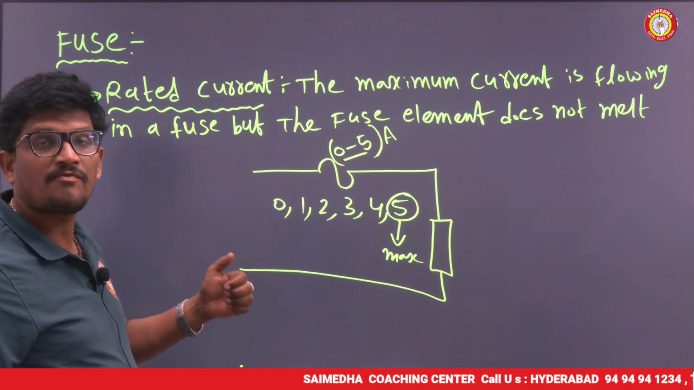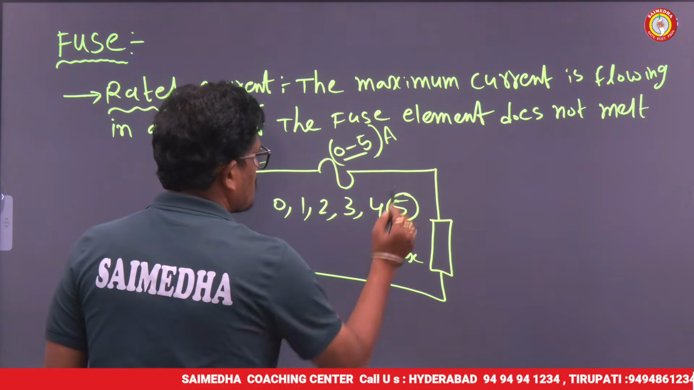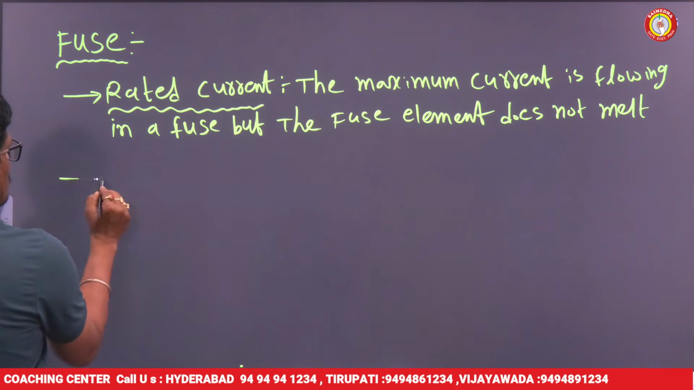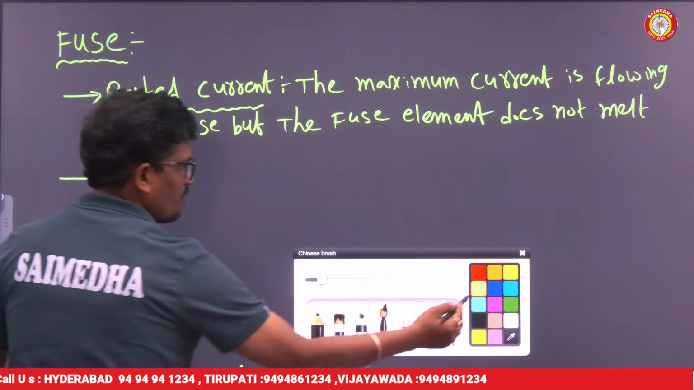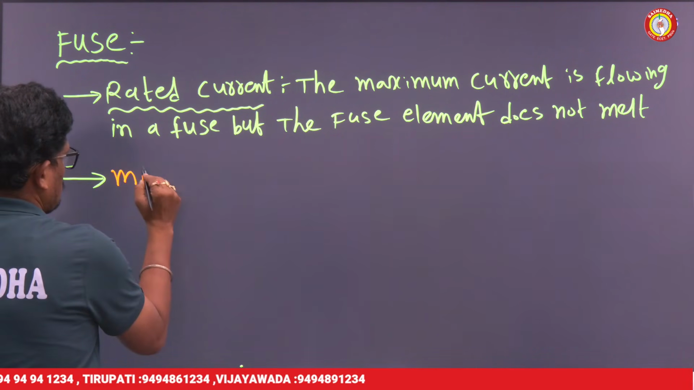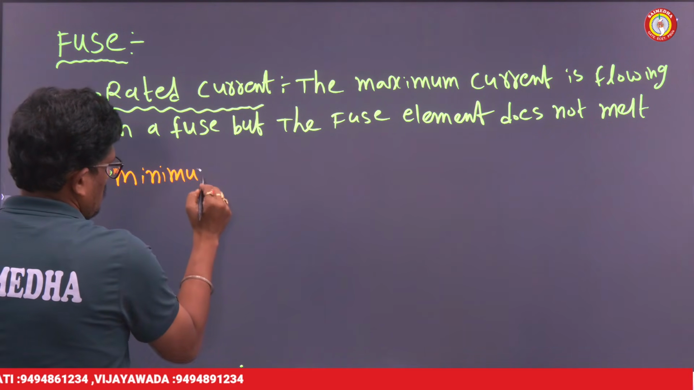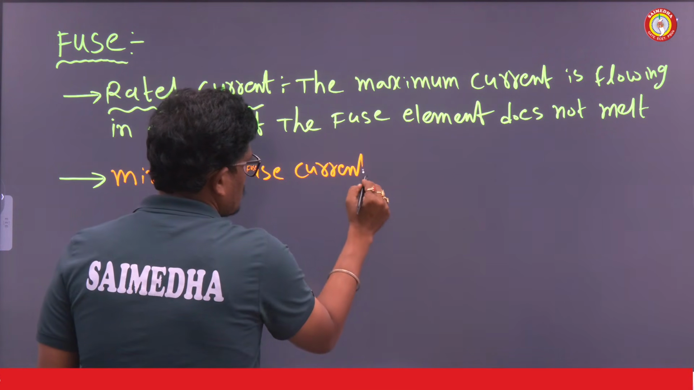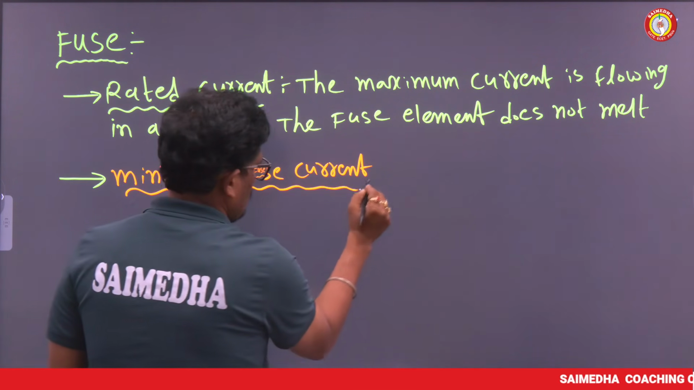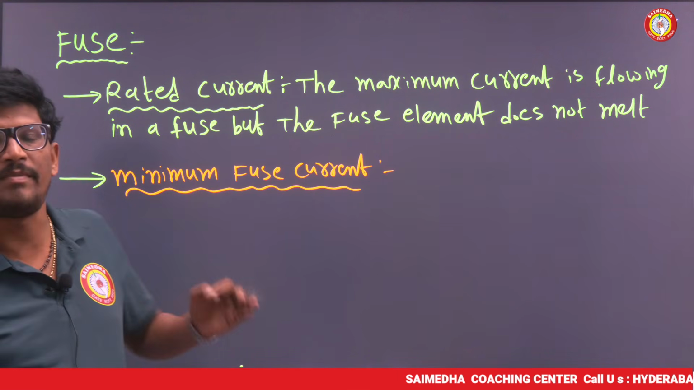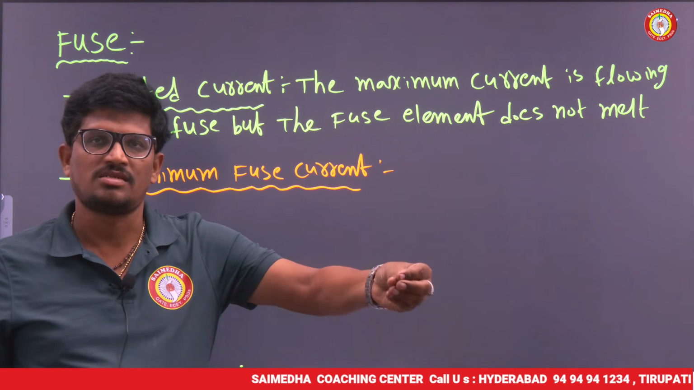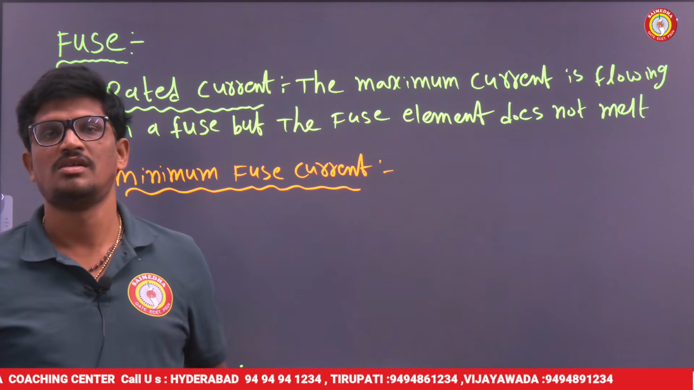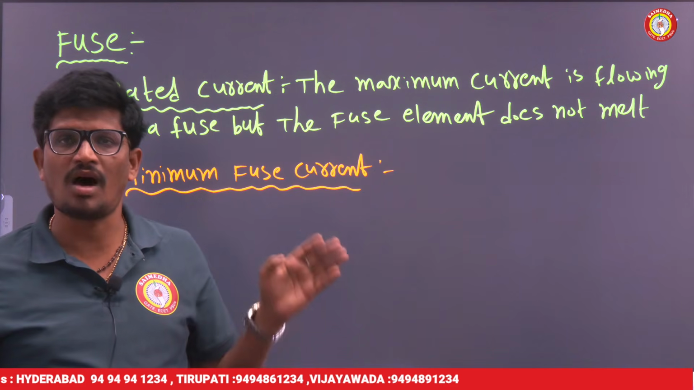Next, one more important definition is minimum fuse current. So what is meant by minimum fuse current? Look at the board. Minimum fuse current means the minimum current going through a fuse element at which the fuse element melts out. That is called the minimum fuse current or fusing current.